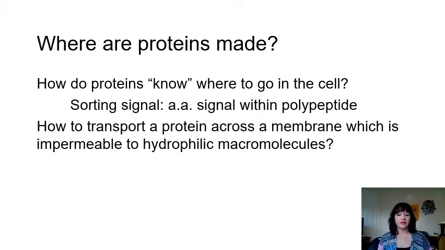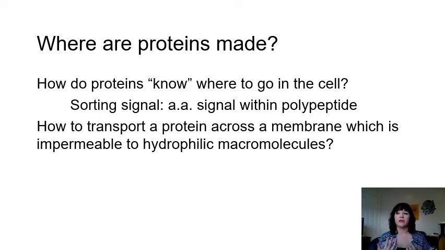So some things that we need to think about, right? How do you get a protein across a membrane? So if you want to get a protein into the mitochondria, that actually has two plasma membranes. Or if you want to get it into the Golgi apparatus, right? What is the mechanism to get a protein through there?